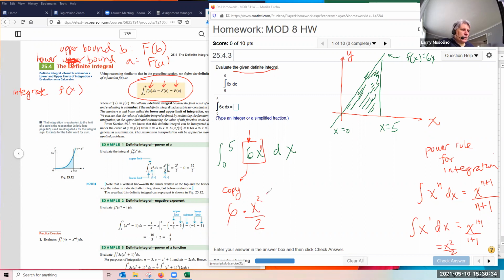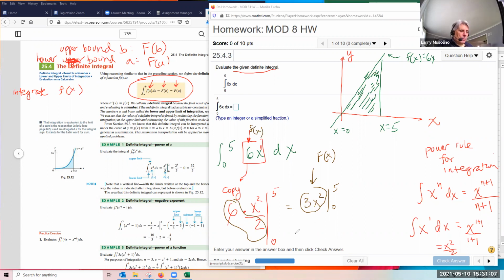All right, and then I put this vertical line as a reminder that I still have to evaluate this from a lower bound of 0 to an upper bound of 5. Before I work this out, I might as well simplify because 6 divided by 2 is 3. So this is 3x squared being evaluated from 0 to 5. Okay, and this 3x squared is really the capital F function. It's the function that results from integrating the original function. So the lowercase f of x in our example was the 6x. All right, so let's do it.